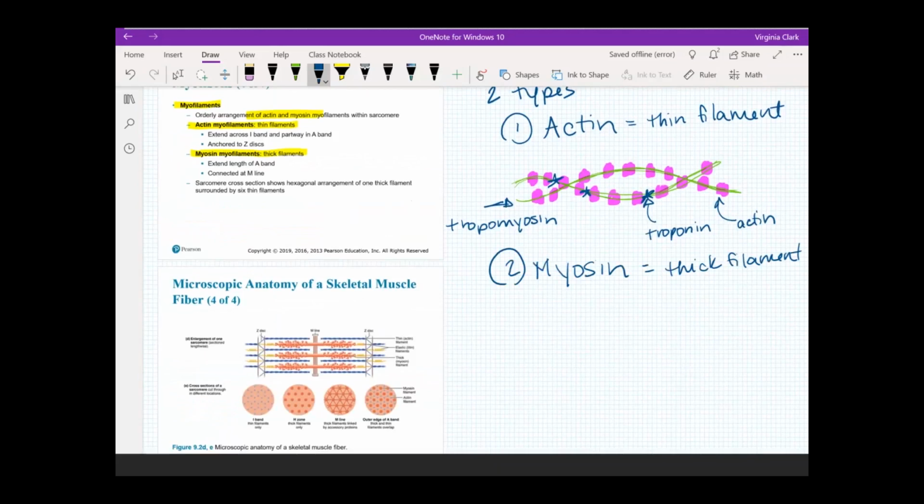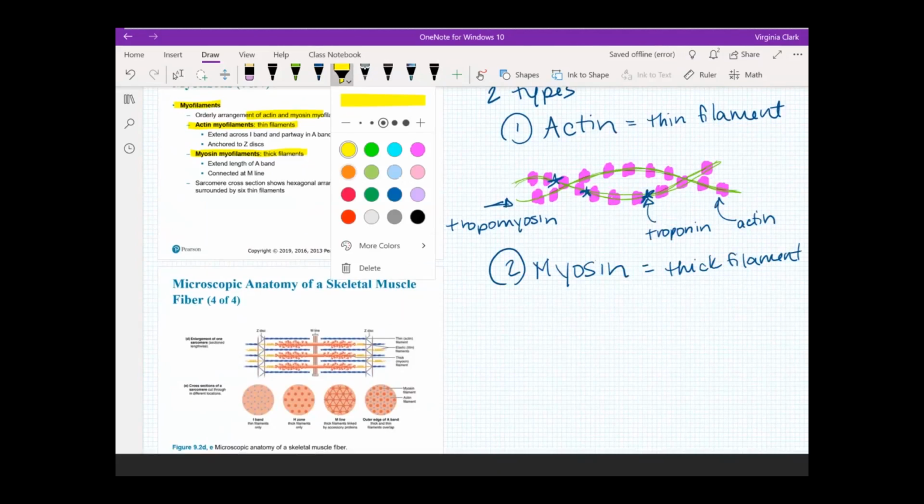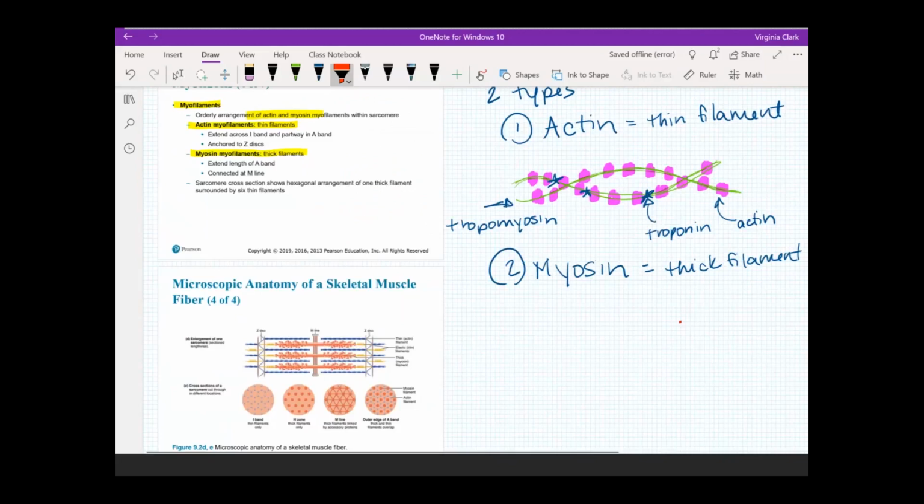This one looks like a golf club. If I were to take a golf club and put them all together, here's my golf club, and the golf club has this head, where you actually hit the ball. This is essentially a myosin. You take this one myosin molecule that looks like a golf club, kind of like a candy cane as well, and you put a bunch of these together.